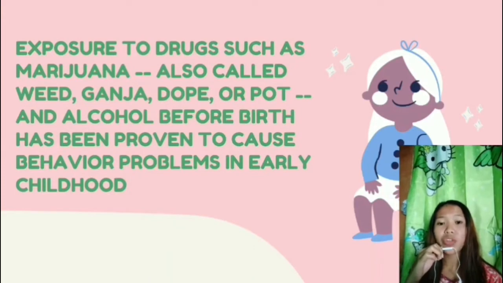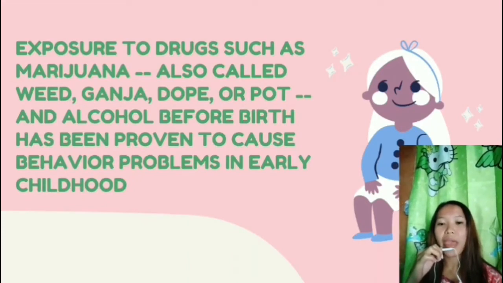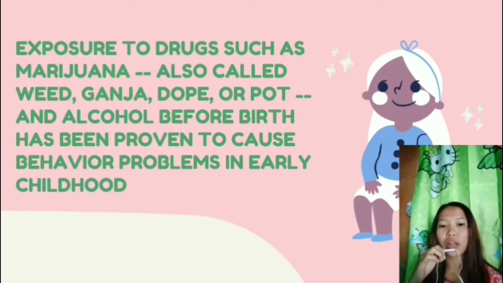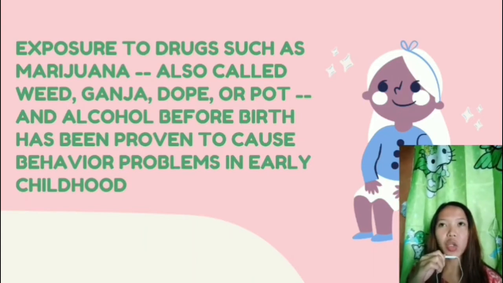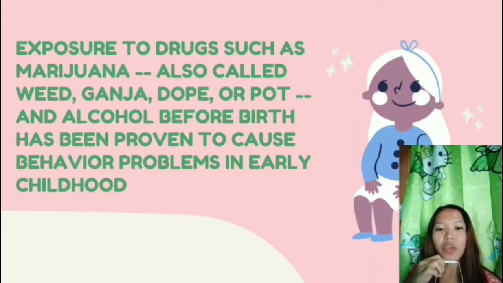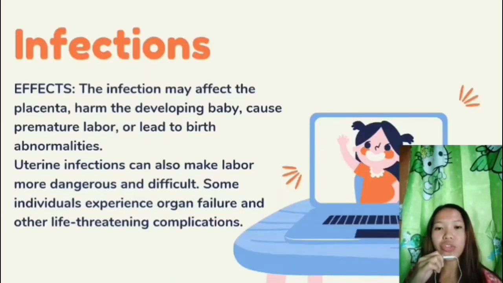So, exposure to drugs such as marijuana, also called weed, ganja, dope, or pot, and alcohol before birth has been proven to cause behavior problems in early childhood. Also, other examples of teratogens may include cocaine, or any chemical substance. So now let's proceed to the infections.